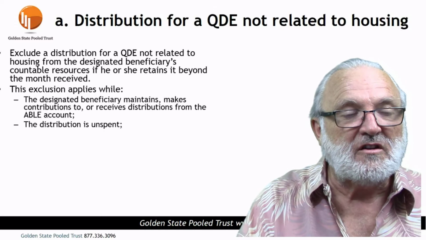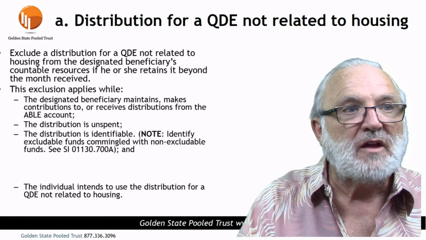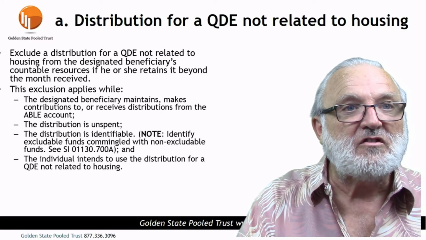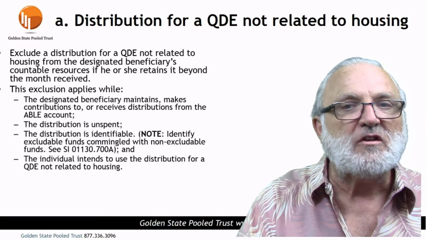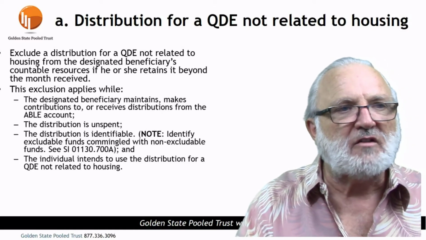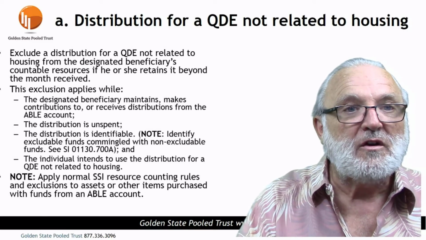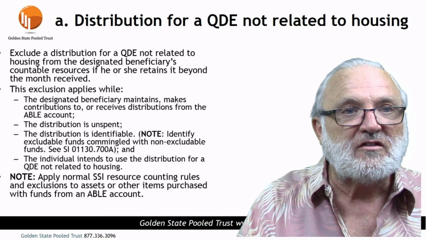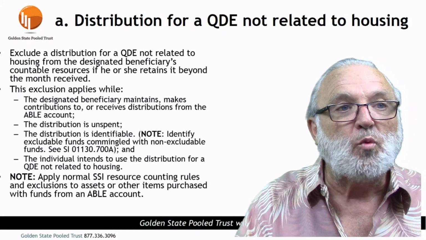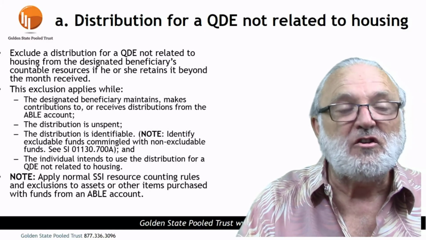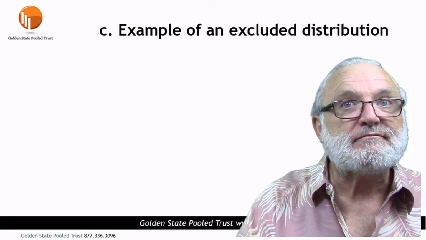The distribution is unspent. The distribution is identifiable here. And the individual intends to use the distribution for a qualified disability expense not related to housing. We're going to see a big exception for housing coming up. Note, once again, apply normal SSI resource counting rules and exclusions for assets or other items purchased. A good example is that on SSI you're allowed one vehicle, but you can't use an ABLE account to buy a second vehicle and have it not counted.